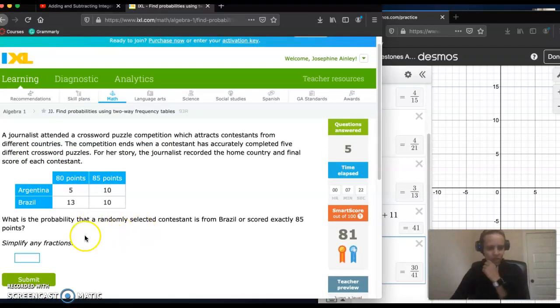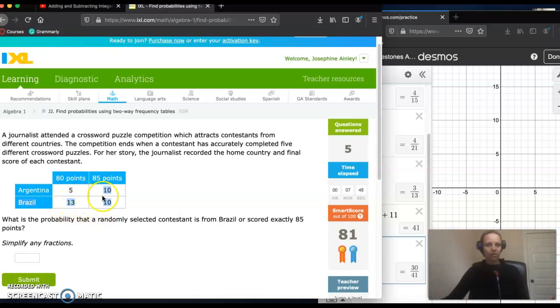All right, what's the probability? I'll do a few of those because those might confuse you. What's the probability that a randomly selected contestant is from Brazil or scored exactly 85 points? So "and" is the intersection, "or" is addition. So if it's from Brazil, it's 13 and 10, right? And then scored exactly 85 points is also 10 and 10. But I already included this in the Brazil one, so it's just these three right here. This is what I want. Anywhere in here is what I want.